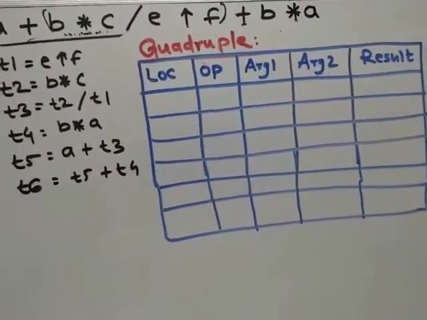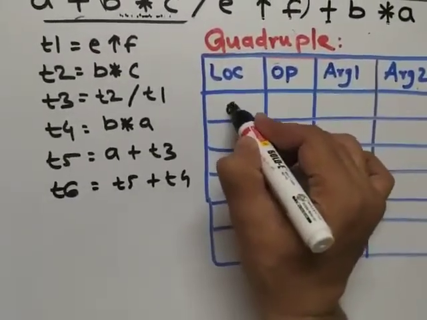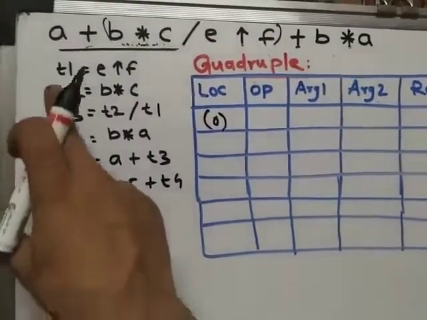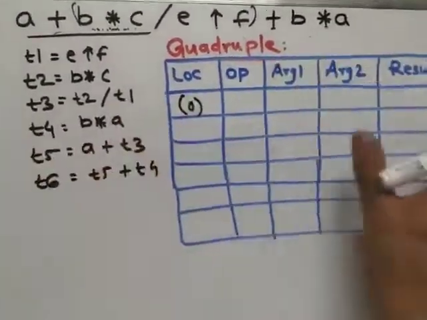So let us start with any location value. Let's say location value is 0. These are the index values basically. So at 0, just get the 3 address code and put that 3 address code into the table.